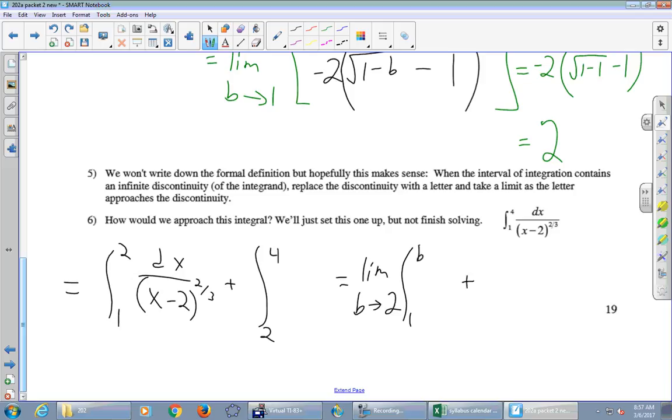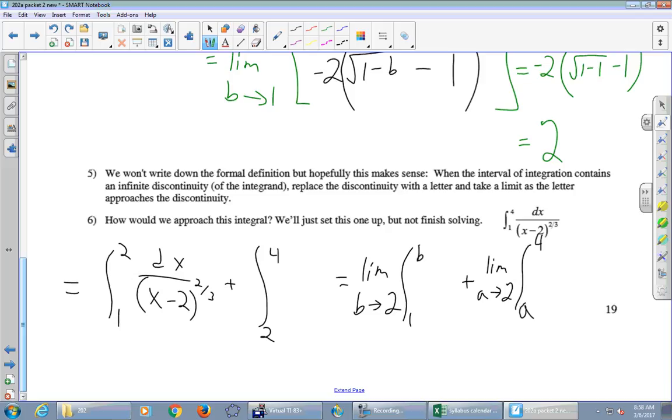And then I'm going to be lazy, plus the other one. How about we pick a different letter down here? Can we go a to 4? You're welcome to use the same letter, but typically a is on the bottom, b is on the top. And this one, a also goes to 2. Okay, so you'd split this into 2 separate integrals, 2 separate limits. If they're both finite, then the integral converges, but if one is infinite, the integral diverges.